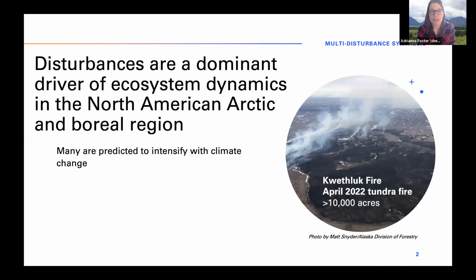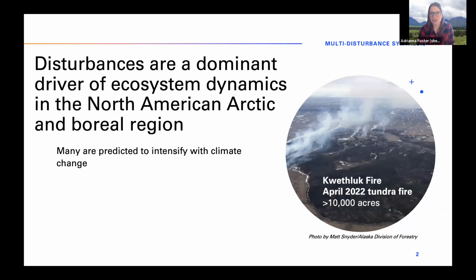During an ABoVE team meeting, I think in 2019, a bunch of us in the Vegetation Dynamics Working Group got together in a breakout session to discuss Arctic and boreal disturbances. We knew that these disturbances are a dominant driver of ecosystem dynamics in the North American Arctic and boreal regions. They impact vegetation structure and composition, below ground conditions, and biogeochemical cycling. We also knew that many of these disturbances were predicted to intensify with climate change.